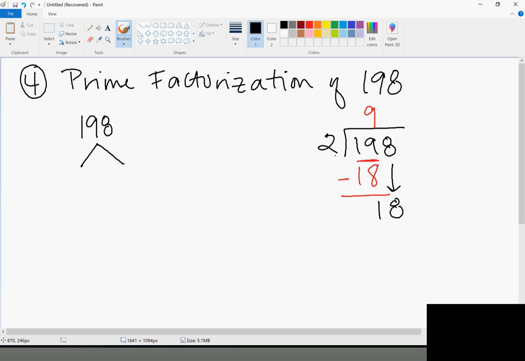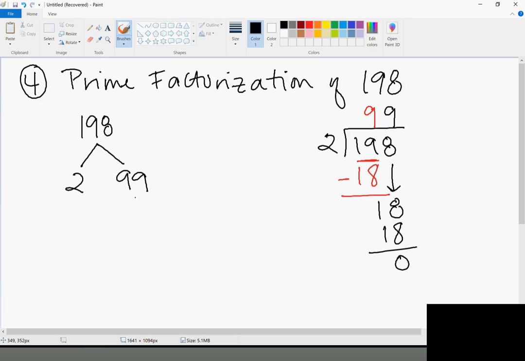And so now 2 goes into 18 9 times. 9 times 2 is 18, remainder of 0. So what this tells me is that 2 times 99 equals 198. So 2 times 99 would be a factorization of 198, but a prime factorization means we would only have factors that are prime numbers. And a prime number is a number that is only divisible by itself and the number 1. So 2 is a prime number, but 99 is not a prime number.